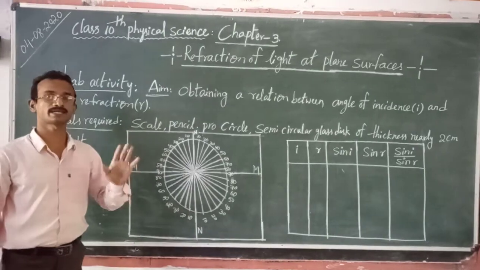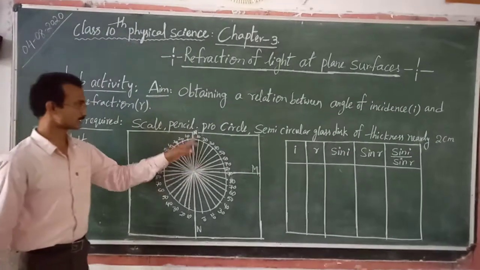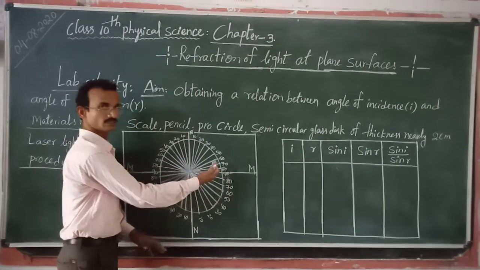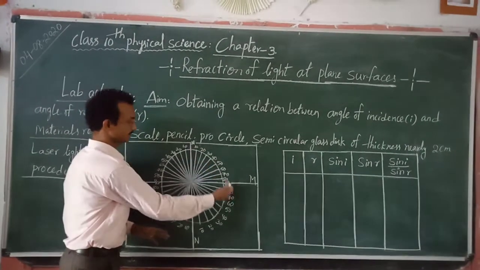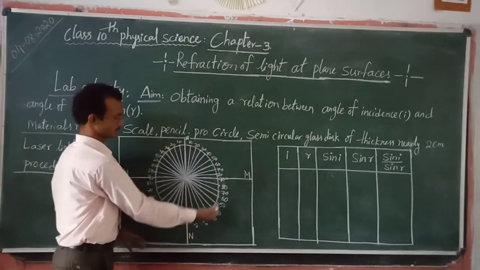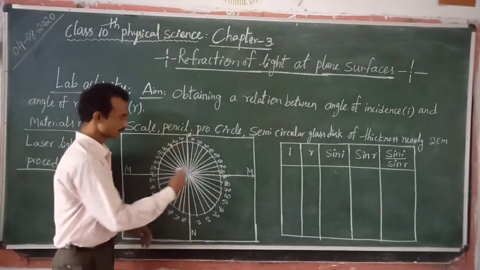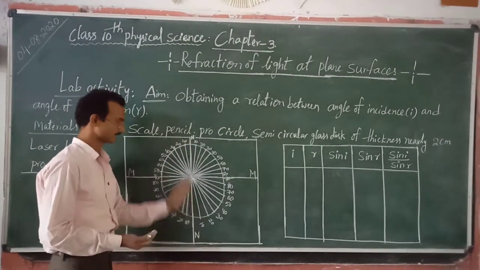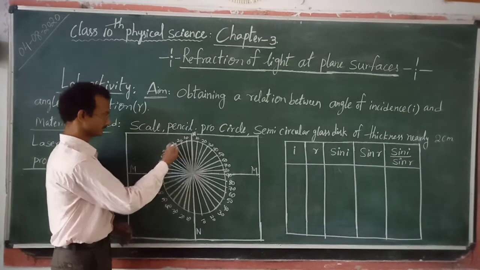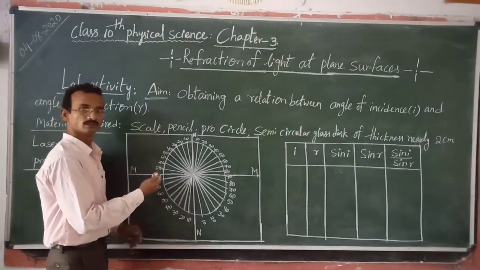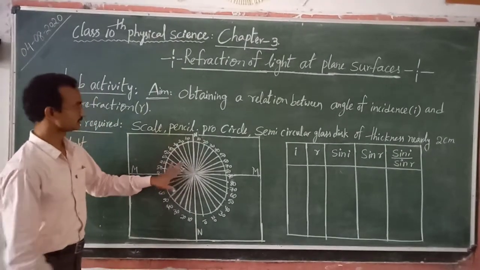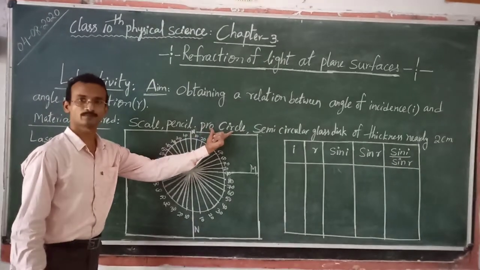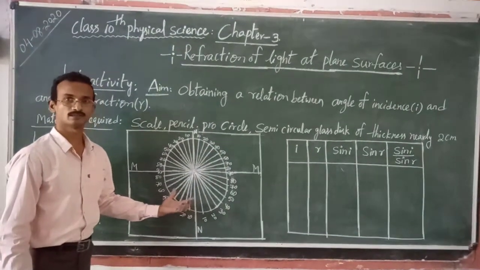Place a protractor on the NN line to the right hand side and label the angles on the protractor as shown in the figure. Similarly, place the protractor to the left side of the line NN and mark the angles as shown in the figure. This figure is nothing but the pro circle. We call it the pro circle.